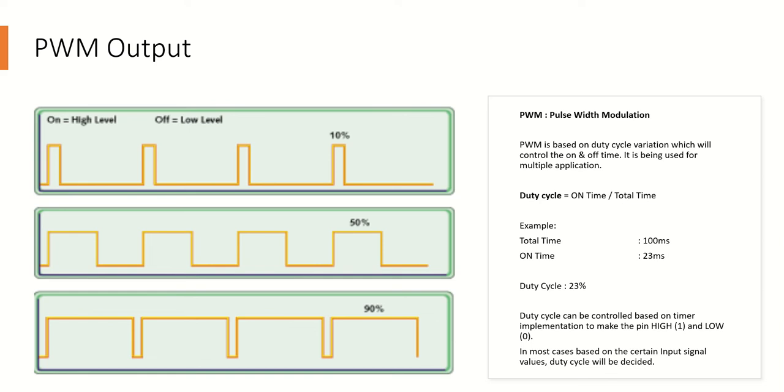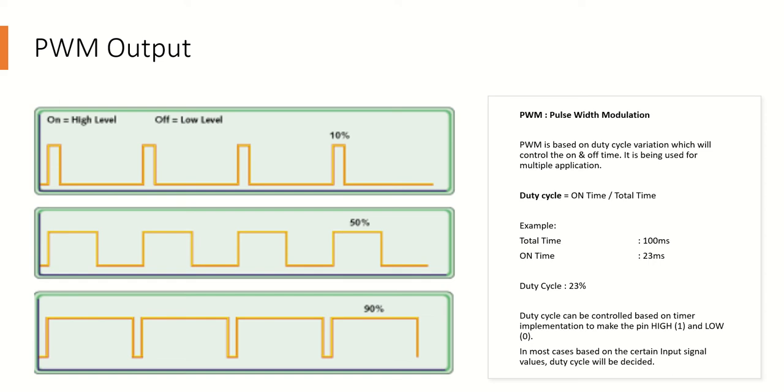So let's talk about the PWM output. PWM output is the most commonly used functionality in all embedded systems and in all projects, and definitely you will need to use this PWM output. And PWM is basically based on your timer, and it works on a duty cycle.